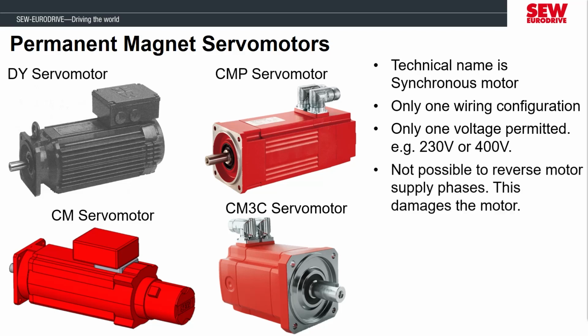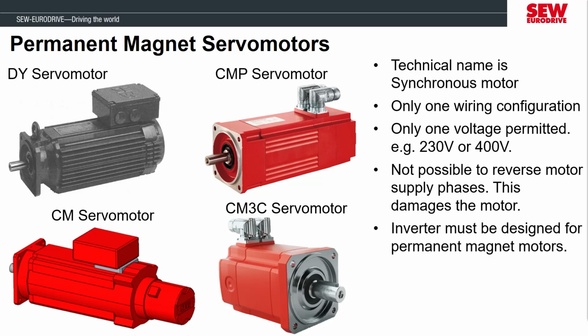Still on the topic of wiring, if the servo is turning the wrong direction, you can't swap the motor phases from the inverter to reverse the direction. This will cause the servo to have erratic behavior or draw high current. Alternatively, you have to change the direction of rotation with a parameter in the inverter.